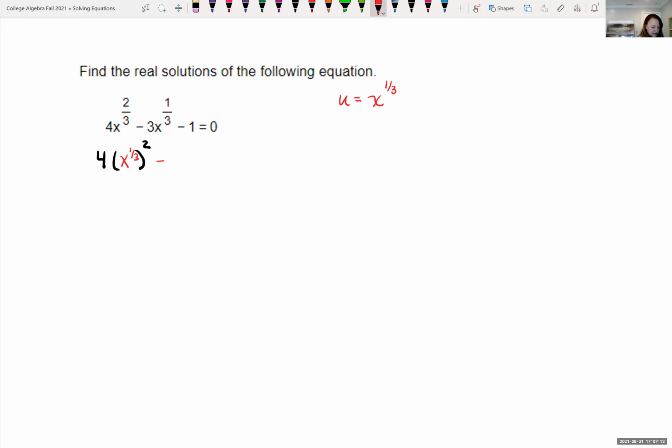So minus 3 x to the positive 1/3, sorry, I don't know what I said, minus 1 equals 0. So now if we go back in and wherever we see x to the 1/3, we replace it with u, we now have a quadratic equation. So this is 4u squared minus 3, I see x to the 1/3, so that's u, minus 1 equals 0.